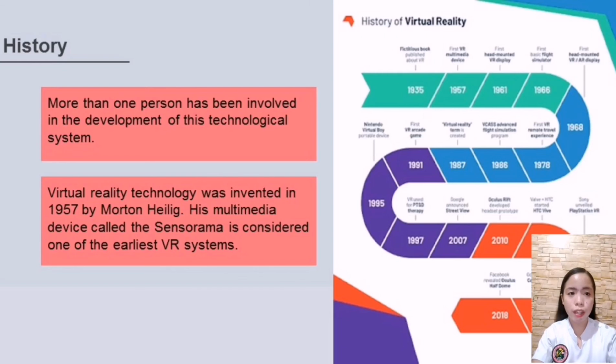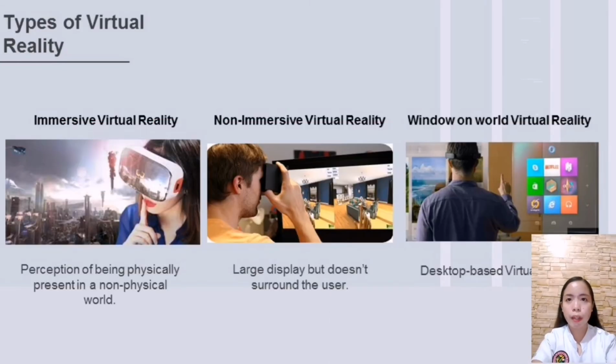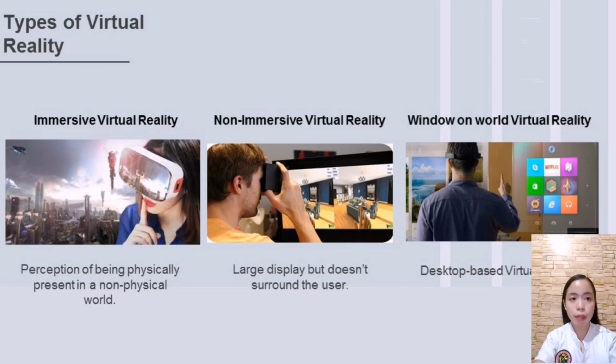Next we will be tackling the different types of VR. Actually, we have 3 types of VR: the immersive, the non-immersive, and the window on world virtual reality. First is the immersive virtual reality, the perception of being physically present in a non-physical world.